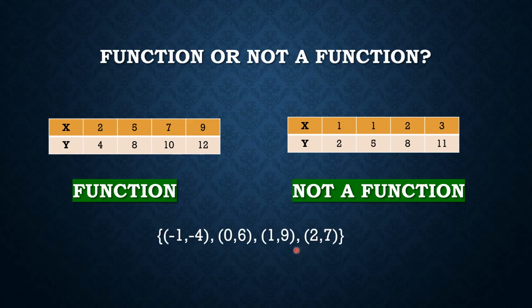Kung meron naman tayong set of ordered pairs, as simple as kung paano natin ginawa sa table, titignan lang natin yung x coordinates or yung domain. So, makikita natin dito negative 1, 0, 1, 2. So, there is no repeating elements. So, therefore, this set of ordered pairs represent a function.